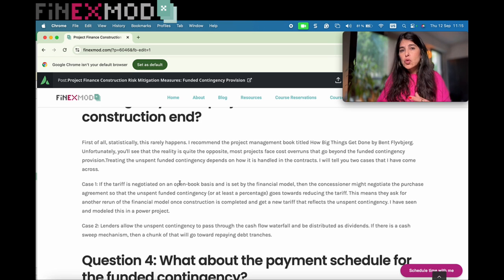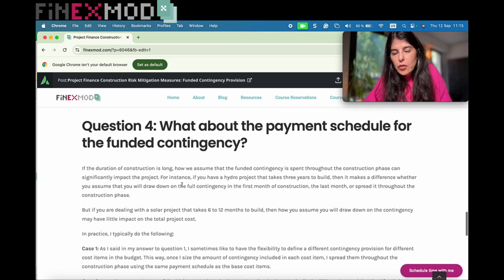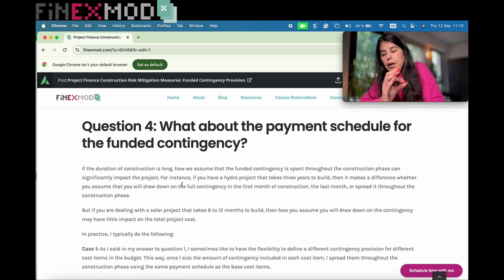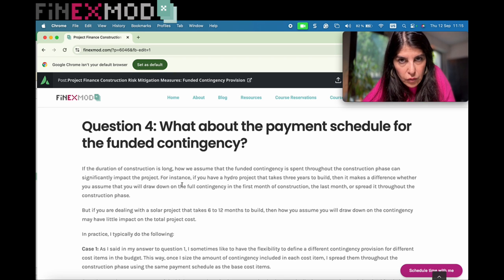And they might also put a cash sweep so that they can get a percentage of the remaining contingency to repay their debts. So these are all the structures that I have seen and come across. Next question, which is an important question if you have a long duration of construction, is what about the payment curve, the payment schedule for the contingency?